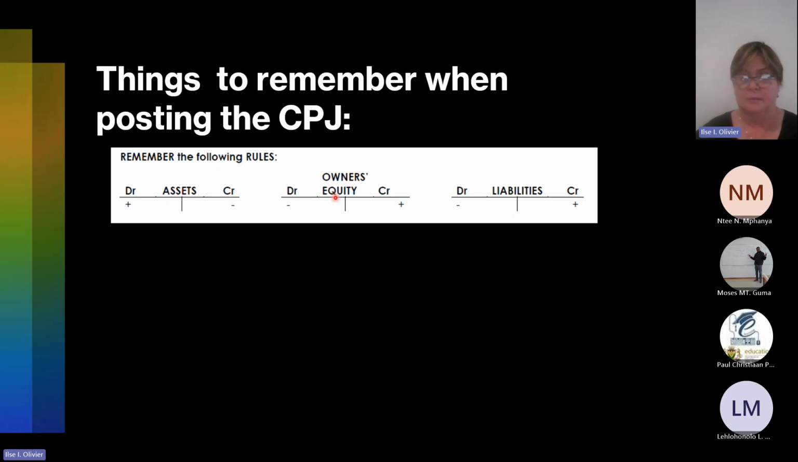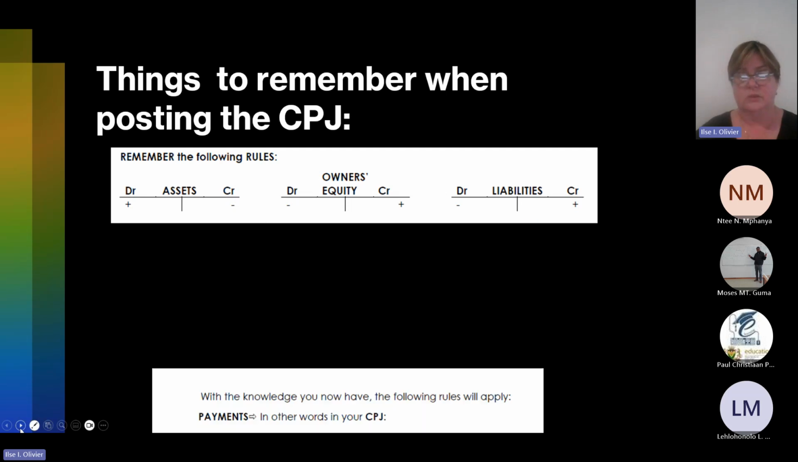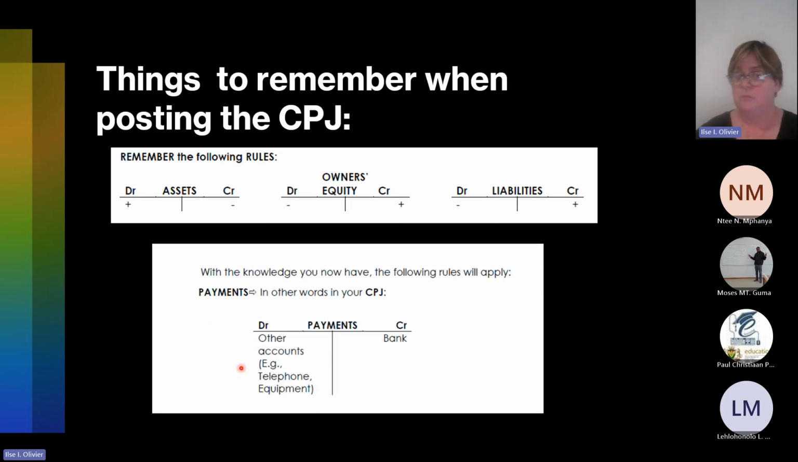The rules stay the same. Assets increase on the debit side and decrease on the credit side. Owner's equity increase on the credit side and decrease on the debit side. And liabilities decrease on the credit side and increase on the debit side. So with the information that we know, we can apply the following rule.